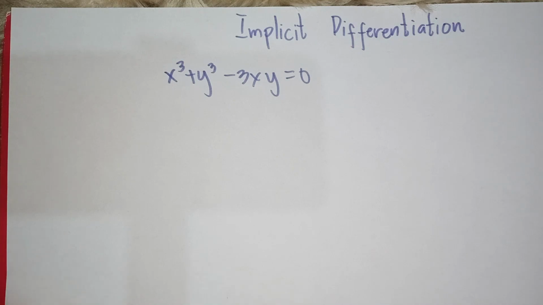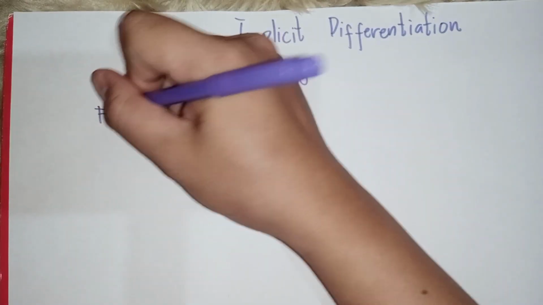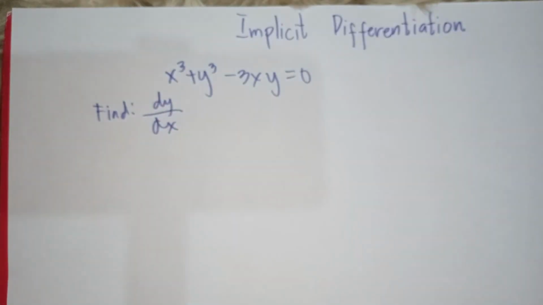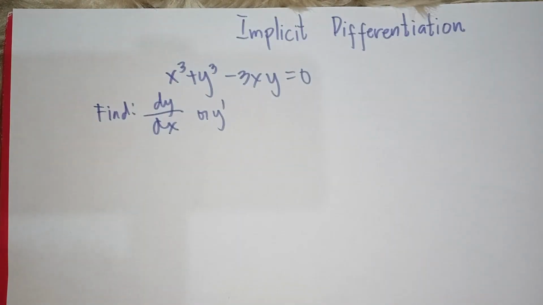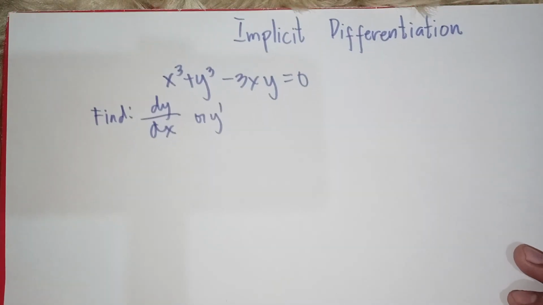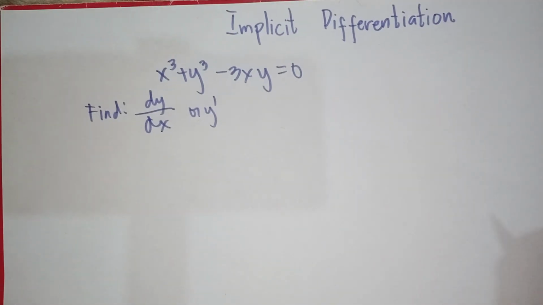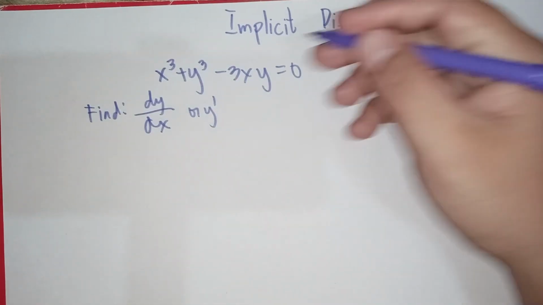Okay? So, say for instance, given tayo nito and then we are asked to find dy over dx, or simply y prime, using implicit differentiation. So, paano po ba ginagawa yung implicit differentiation? So, ito yung ginagawa natin mga boss. Yung first step mga boss, kunin na natin yung first derivative ng ating function.